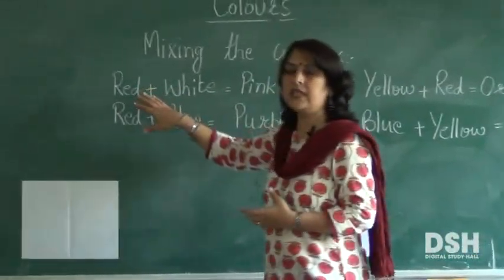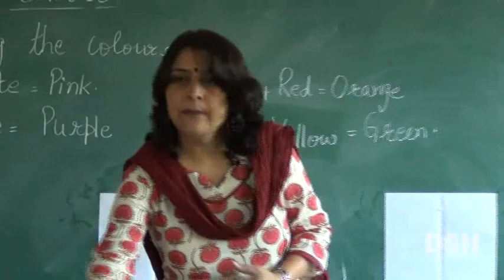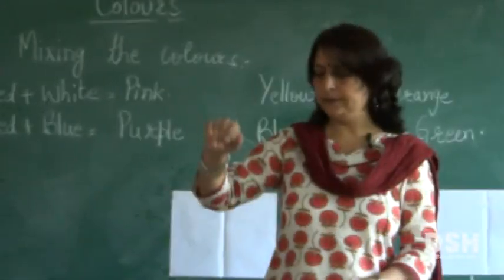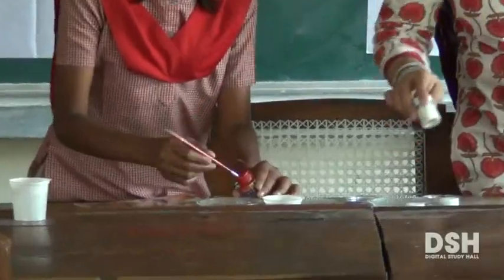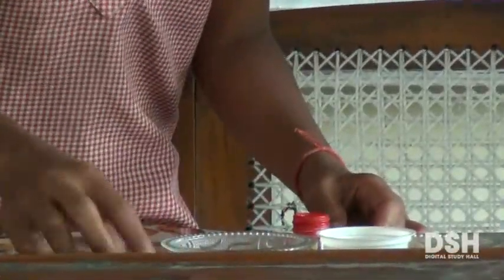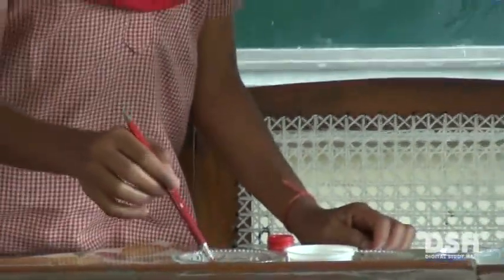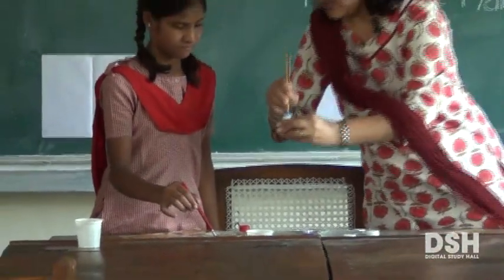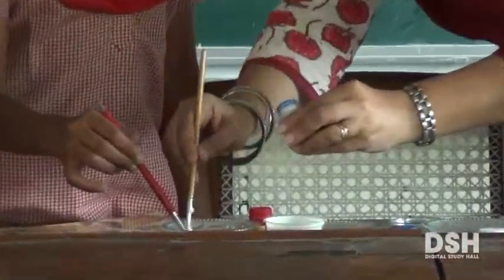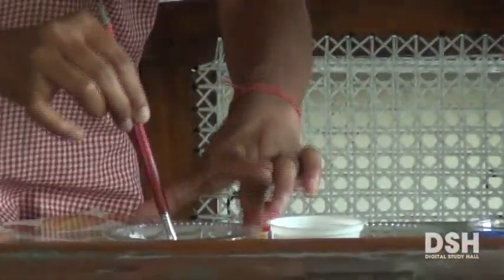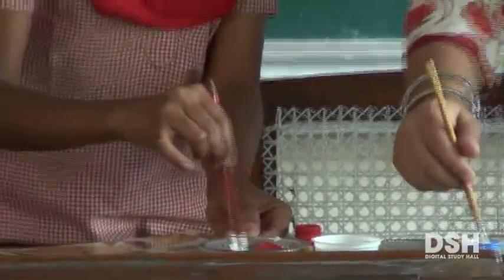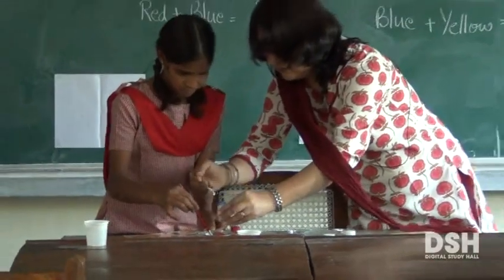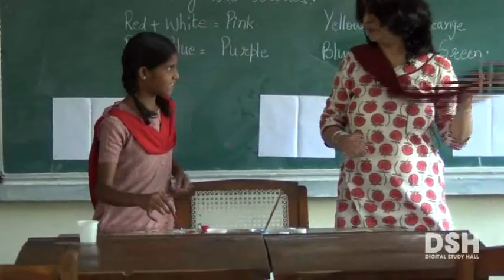First is, see, if we mix red, somebody has to come here. Come. Now pour some red color in this. Red color daliye. Pour some red color. Okay, that's it. And now I'll put some white. We'll see which color it is. I'll put some white. Mix it. Mix. See which is this color? Pink.